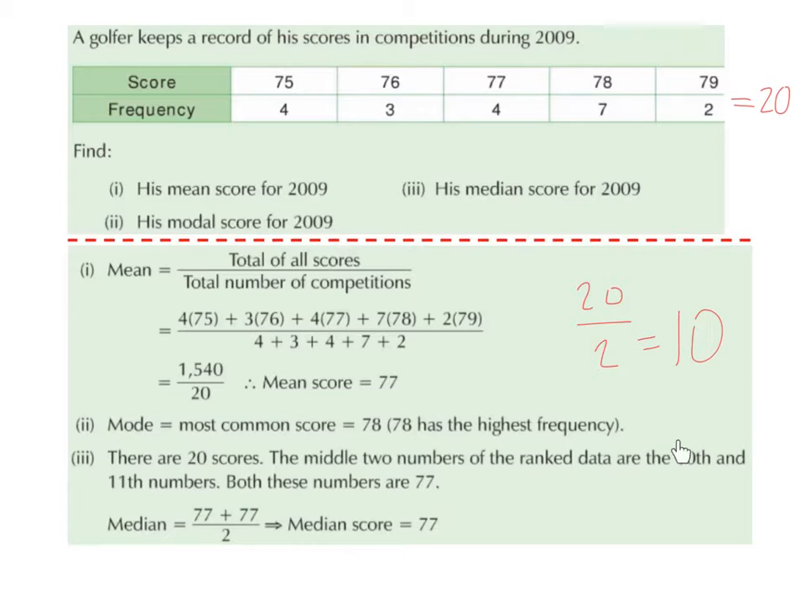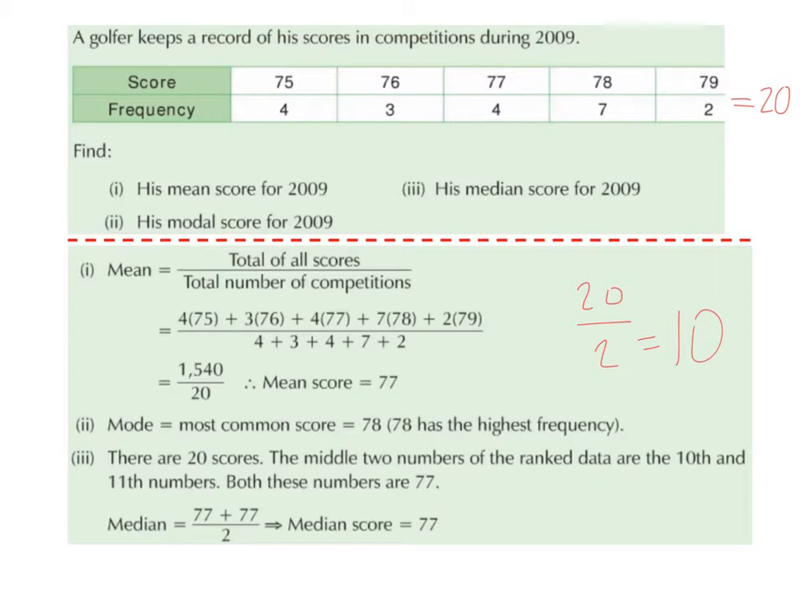So how did we know that the 10th and 11th numbers were 77? Well, if we have a look up here at the frequency, the first 4 scores were 75. The next 3 were 76, so 4 plus 3 is 7. So up as far as the 7th score we have 76, and then 7 plus 4 makes 11. So up as far as the 11th score we have 77. So the 10th and 11th score must be 77.